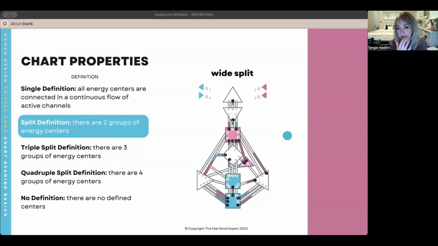A wide split means there would need to be an entire channel to complete that split. This person has a group of energy centers at the bottom here, the root defining to the sacral, and then we would need a whole channel, or more, to get the ego to throat definition connected to the sacral to root definition. So that is considered a wide split.